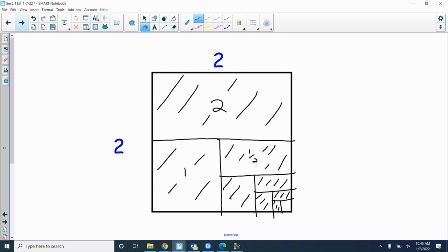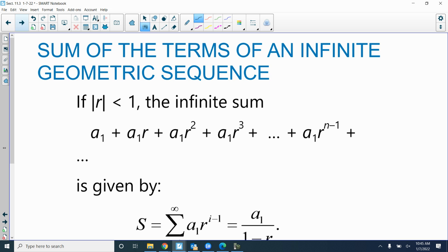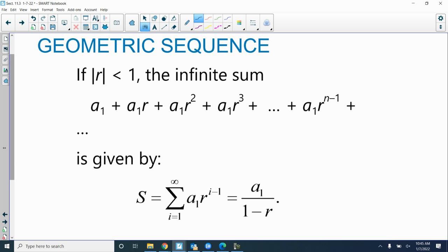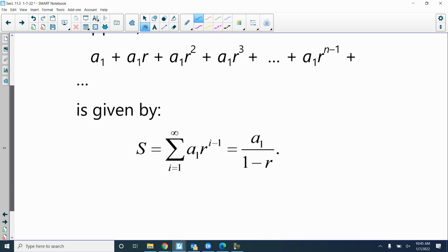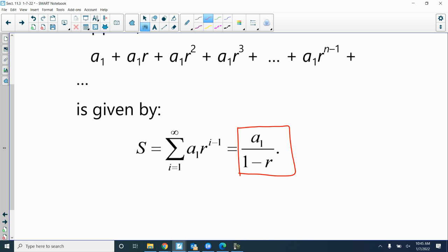Okay, so we do have a formula. If you have an infinite sequence, infinite doesn't have an ending point. Here's the key though: your R value, the absolute value, has to be less than 1. So you got to be multiplying by something like a half or 2/3 or 3/4 or 1/8. Cannot be bigger than 1. Then here's your sum. We're taking a sum from i equals 1 of this geometric sequence, and then this is the actual formula that we apply.